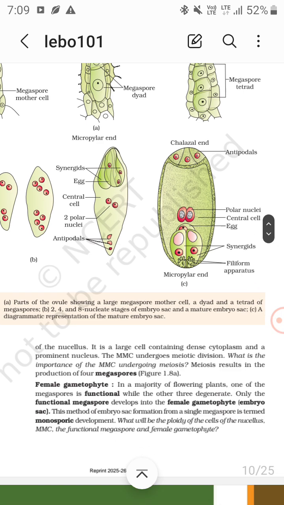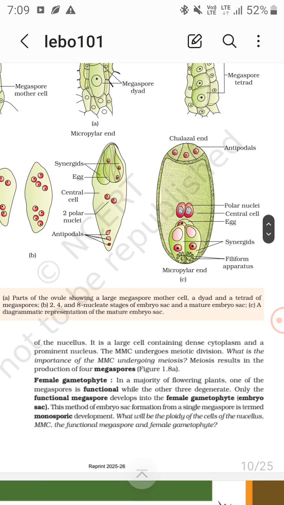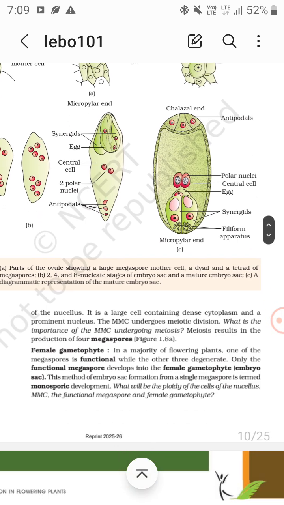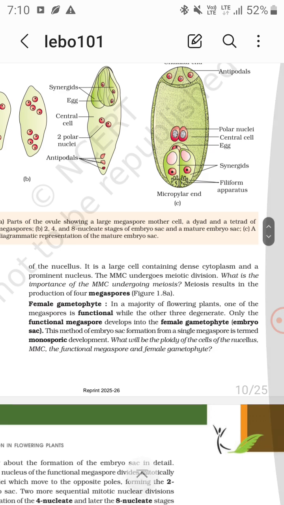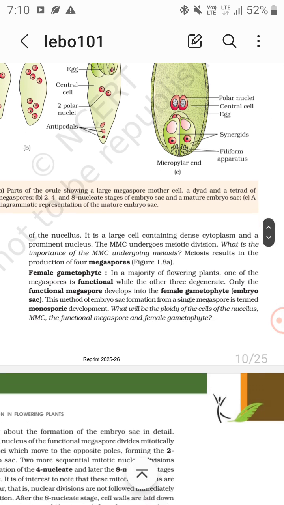It is a large cell and undergoes meiotic division to form megaspores. Now, for the female gametophyte: in the majority of flowering plants, one of the megaspores is functional while the others degenerate. Only the functional megaspore develops into the female gametophyte, that is the embryo sac. This method of embryo sac formation from a single megaspore is called monosporic development.